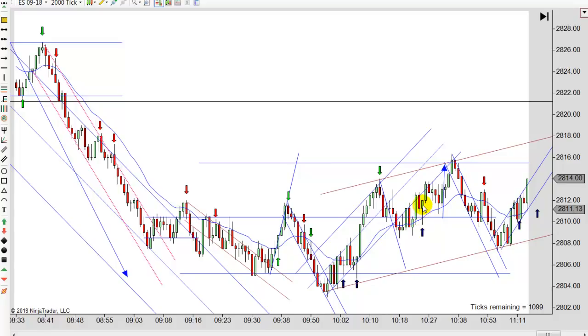It comes there and it bounces right off. It's acting as support what was resistance. And you got plenty of room to get out. So I like going long there now. Quick, easy move. Comes back again.